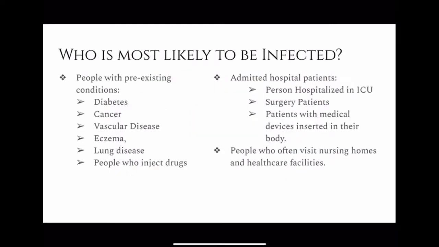So who is most likely to be infected? People with pre-existing conditions such as diabetes, cancer, vascular diseases are more likely to be infected. People who suffer from eczema can also be infected, as Staphylococcus aureus can enter the body through skin abrasions. A person admitted at the hospital through the ICU, as well as post-op patients, and patients with medical devices inserted in their body such as a catheter, would also be more likely to be infected. And lastly, people who often visit nursing homes and healthcare facilities are more likely to be infected.